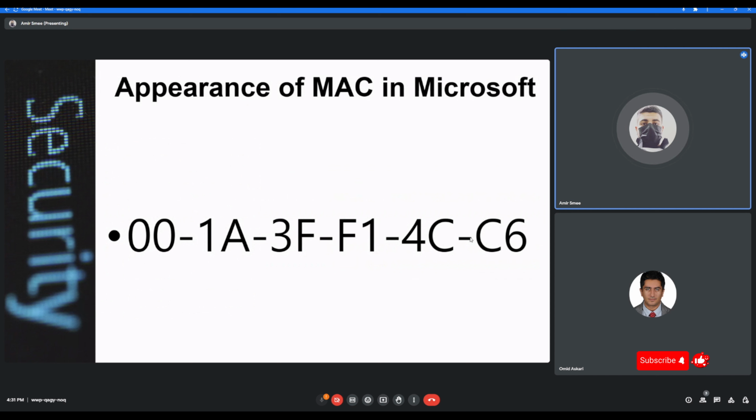In Microsoft, they show the MAC address in this way. For example, 00-1A-3F-F1-4C-C6.